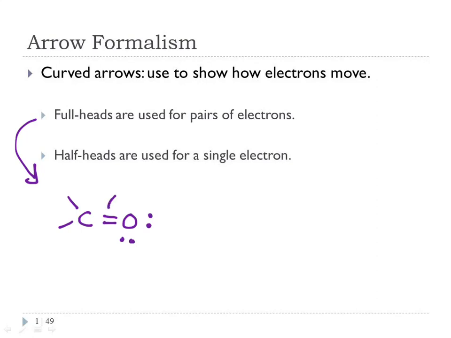a curved arrow with a full head, meaning the arrow has both of its arrowhead pieces. I don't know what you call those. That means that a pair of electrons is moving. There's two little angles, this guy and that guy, one for each electron. Two electrons are moving, and so that would indicate that those electrons are going over here. So this arrow is showing that the electrons from the double bond are now becoming a lone pair on the oxygen.